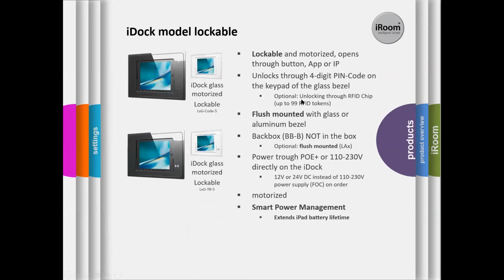There's another option where you use an RFID chip, the transponder. So that's another version. You don't have to enter a pin, just put it on the glass and the dock will open. That's our lockable version with the pin code here on the side. Another nice feature is that you are able to power the dock with 110 to 230 volt, of course, but also with PoE+. So you only need a network cable at your installation, and that is everything you need to power your dock.